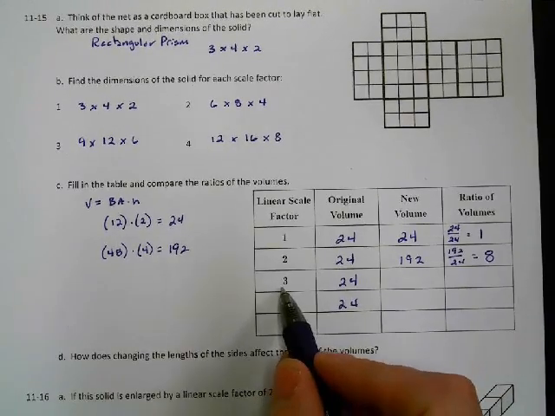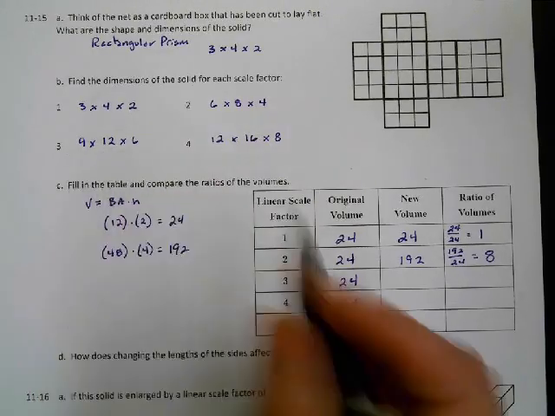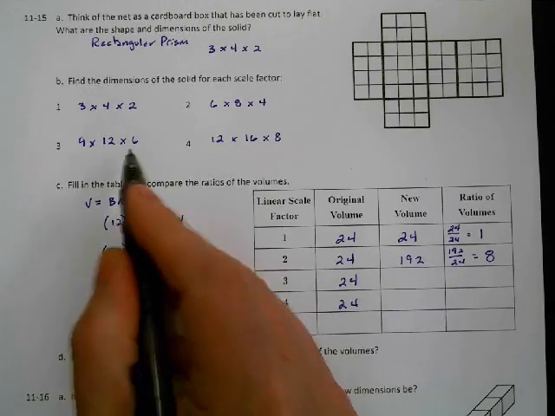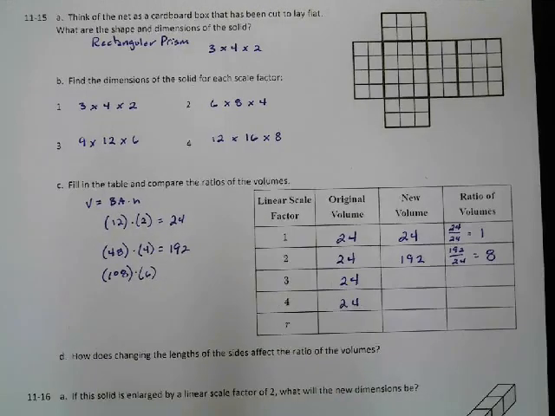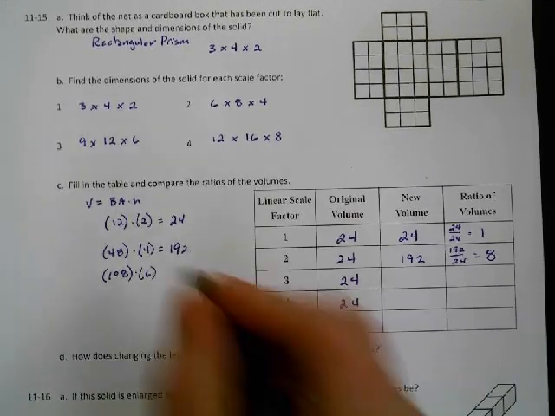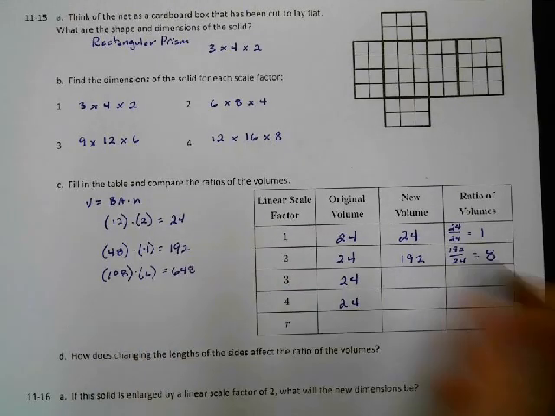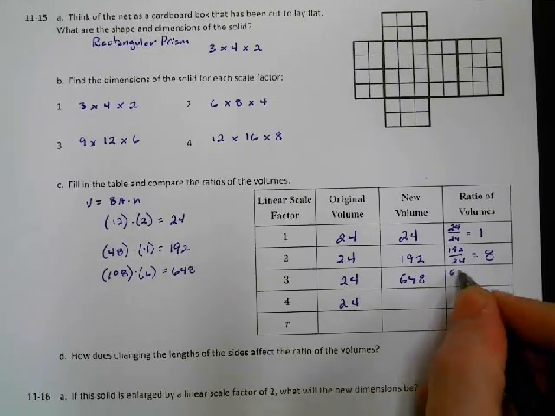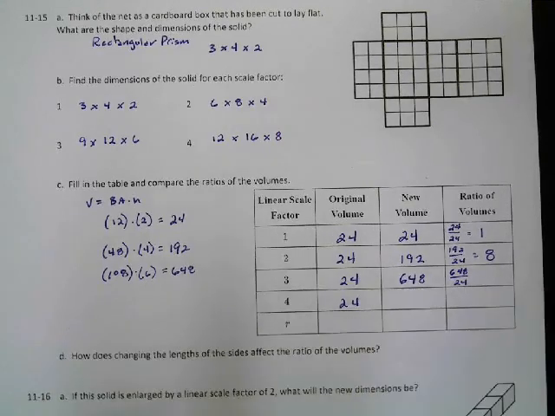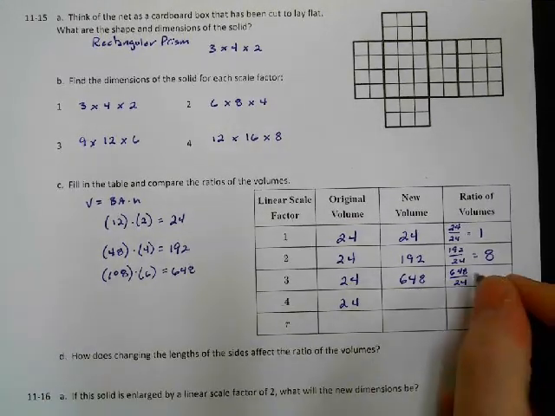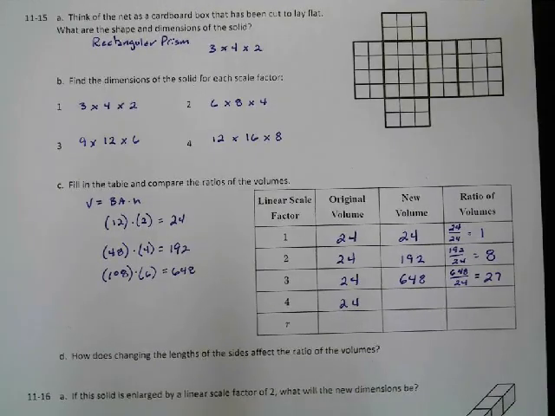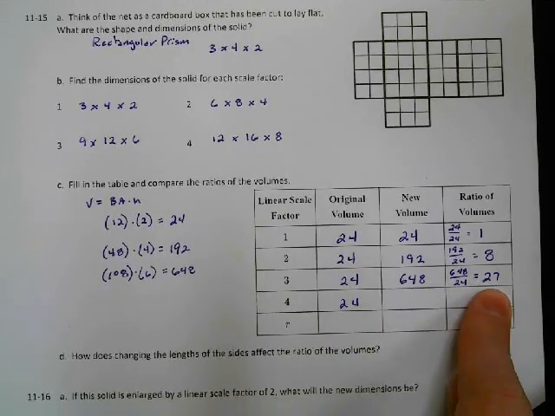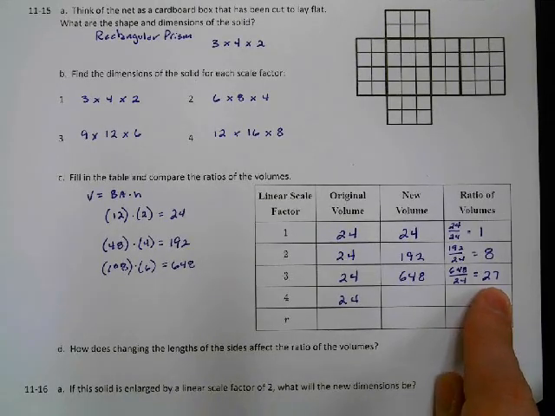Let's see what happens with the linear scale factor of 3. So 9 times 12 is 108. That's the base area. Times 6. So 108 times 6 ends up 648. Okay, let's compare the volumes. So we've got 648 over 24. I'm going to divide by 24, and we get 27. So when the linear scale factor is 3, the ratio of the volumes ends up being 27. You see the pattern yet?